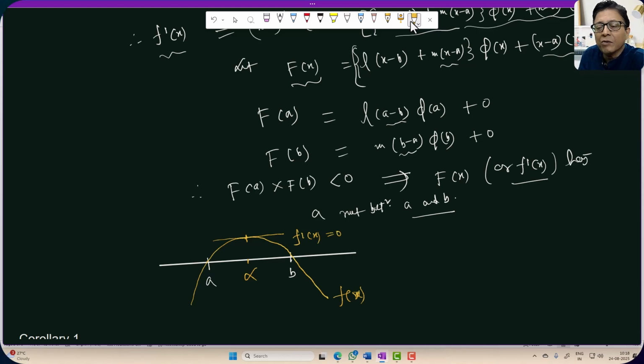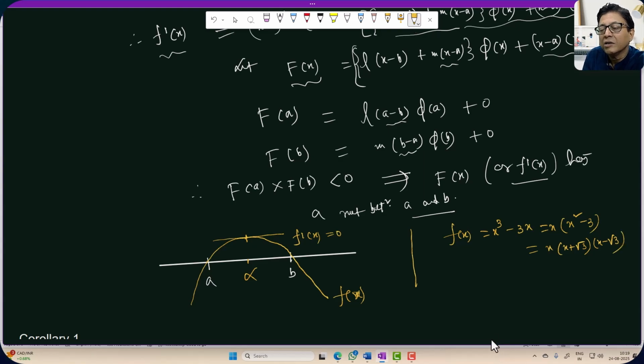Let me verify with one very simple example. You take fx equal to x cube minus 3x. How many roots are there? You can find easily without taking help of any theorem. They are all real roots. We are talking about real roots, not complex roots now. Okay? x into x plus root 3, x minus root 3.